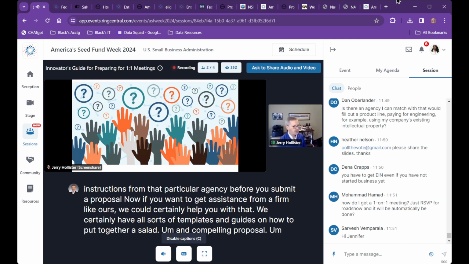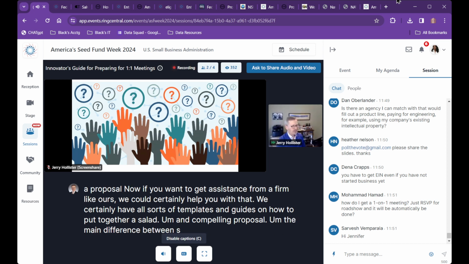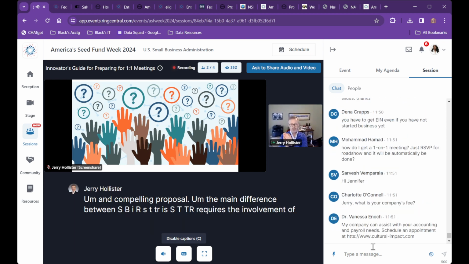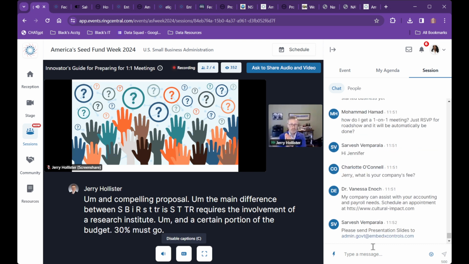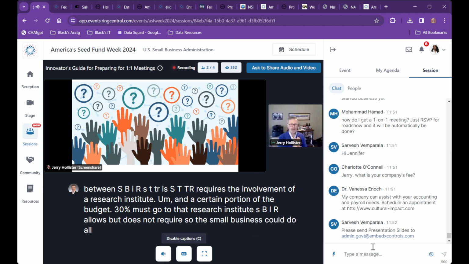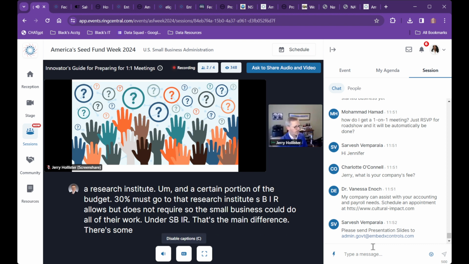The main difference between SBIR and STTR is STTR requires the involvement of a research institute and a certain portion of the budget, 30%, must go to that research institute. SBIR allows, but does not require. So a small business could do all of the work under SBIR. That's the main difference. There are several other differences, but that's the main difference.